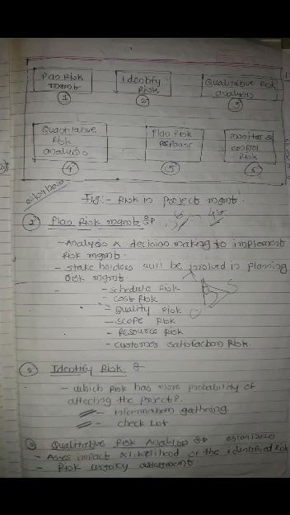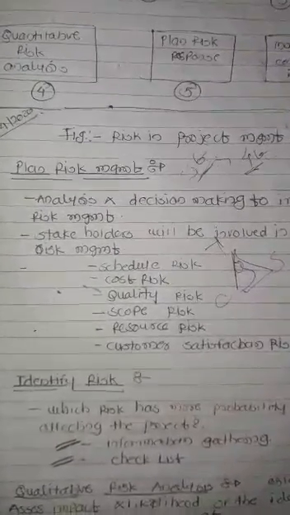Today we are going to discuss risk management steps, how we are going to tackle the risk. There are different stages available to tackle the risk. First is plan risk management. Second is identify risk, then qualitative risk analysis, quantitative risk analysis, plan risk response, and the last one is monitor and control risks.